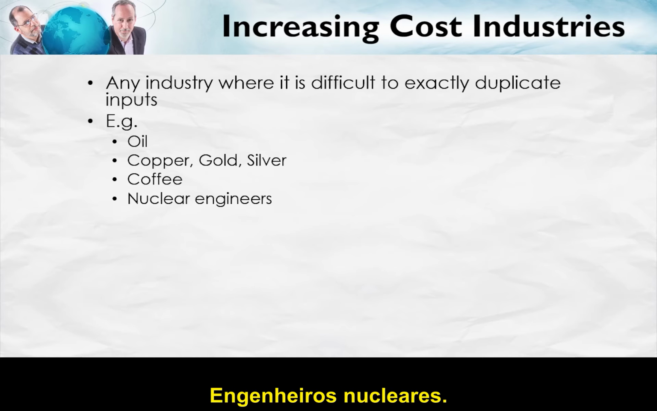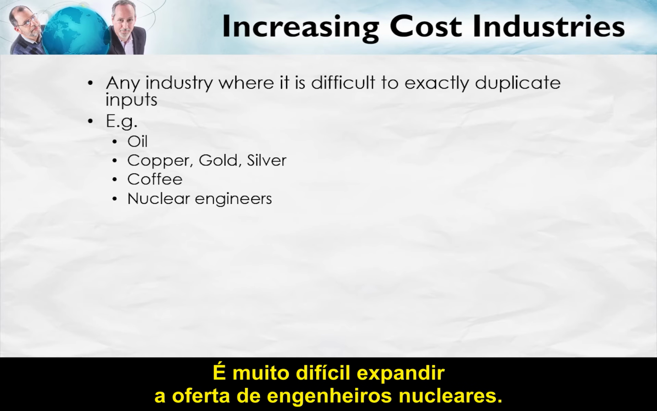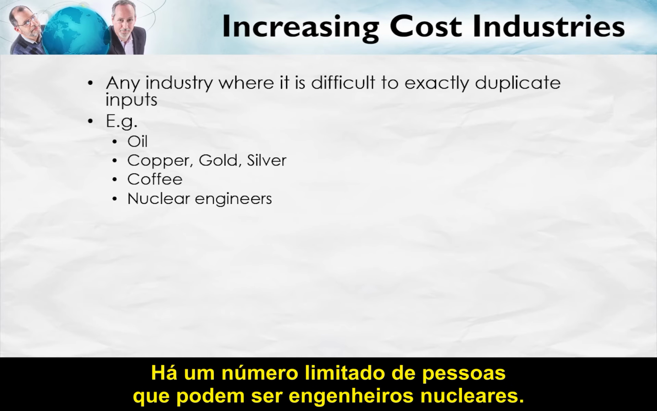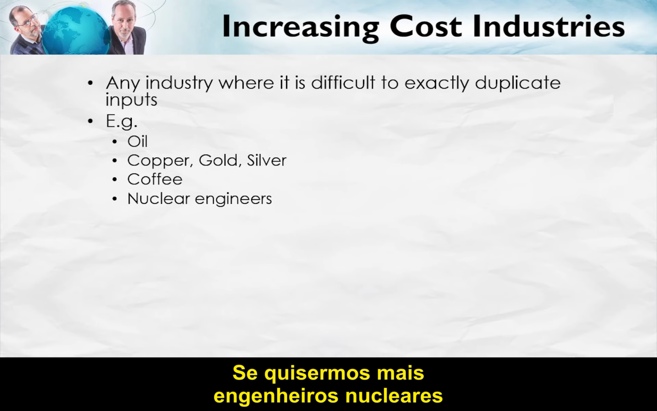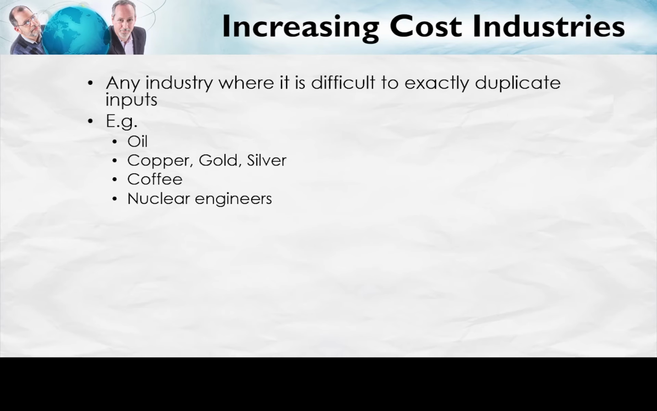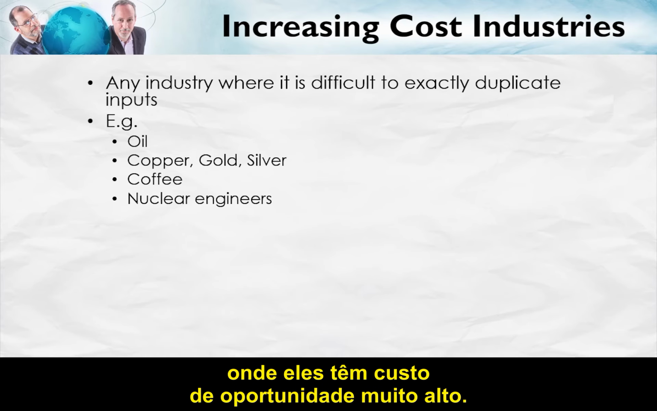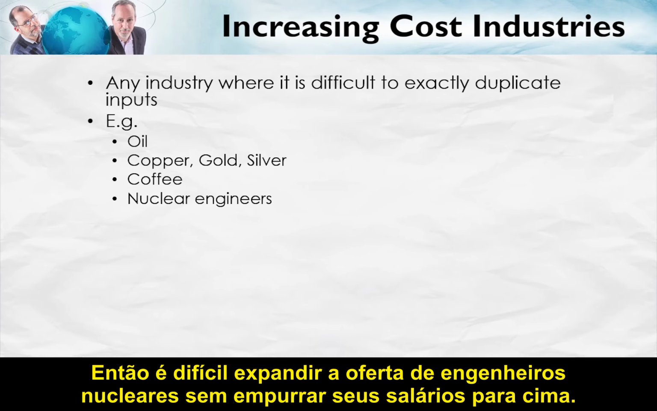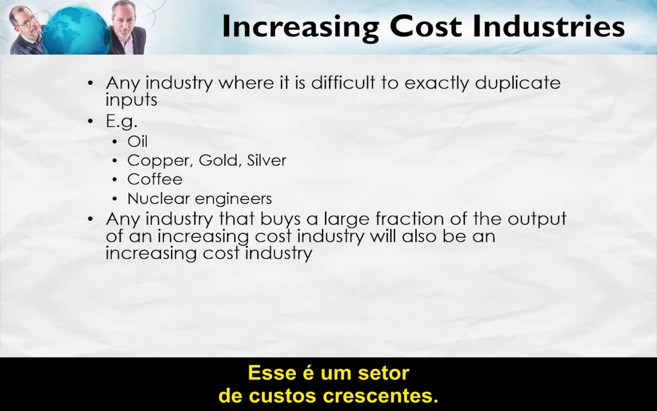Nuclear engineers. It's very hard to expand the supply of nuclear engineers. There's a limited number of people who can be a nuclear engineer. If we want more nuclear engineers, we're really going to have to pull them from other industries where they have very high opportunity cost. So it's hard to expand the supply of nuclear engineers without pushing up the wages of nuclear engineers. That's an increasing cost industry.